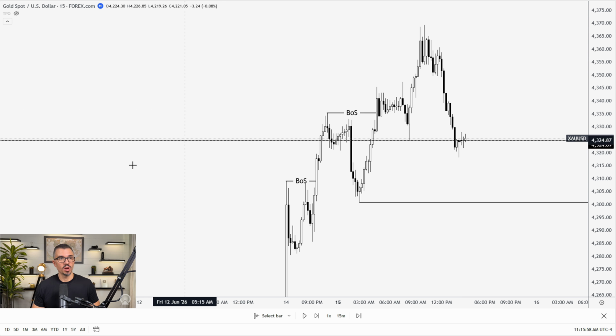Now, here's where we go back to the shallowness of this pullback. This right here, guys, is not enough. This right here is my low I want to see taken out. And the reason for this just goes back to we still have inefficiencies down here. And this pullback right here is just too shallow once again.